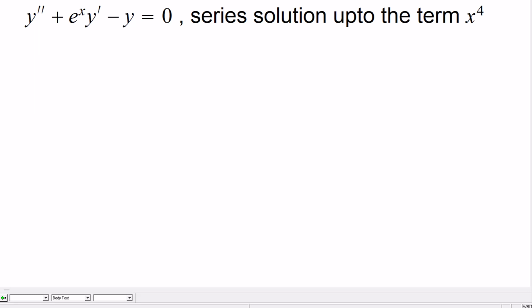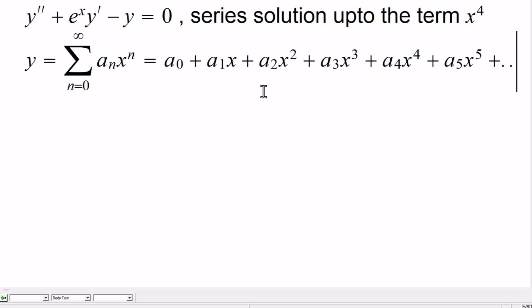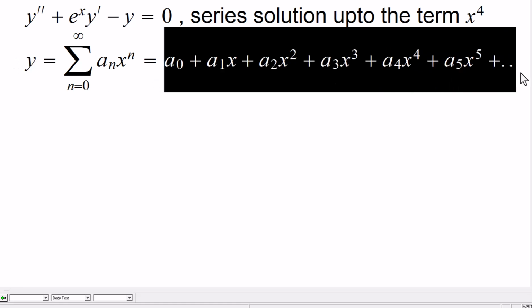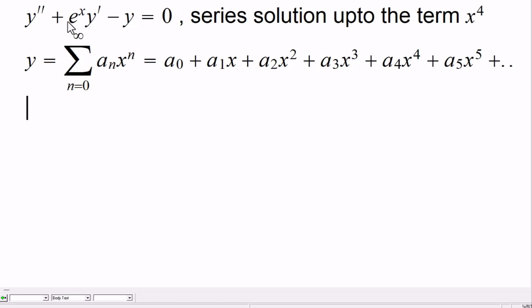So we have to find an infinite series solution for this differential equation. What we are going to do is assume this Maclaurin series format for y, and then we have to talk about e to the x times y prime. Here y prime would not be hard to find, so let's just differentiate it from the terms here.